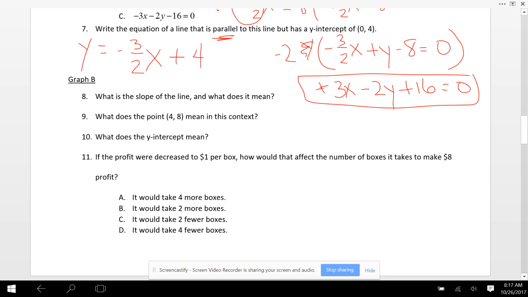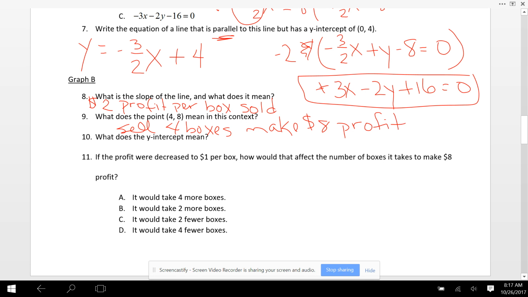B, we said the slope of the line was $2, and that was the profit per box sold. And 4/8 is: sell 4 boxes, make $8 profit.